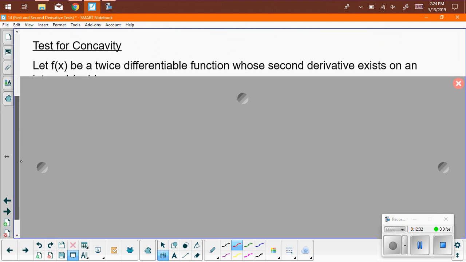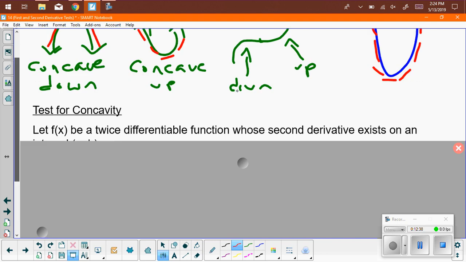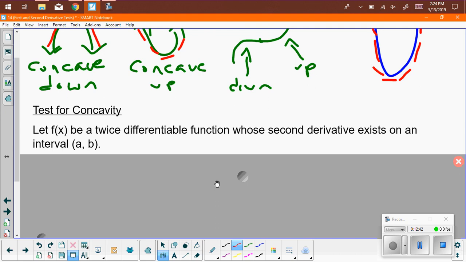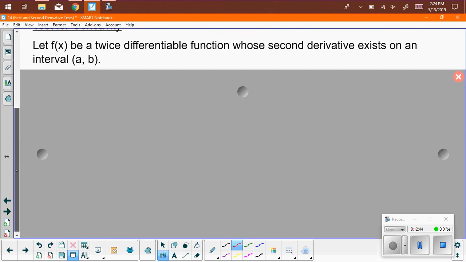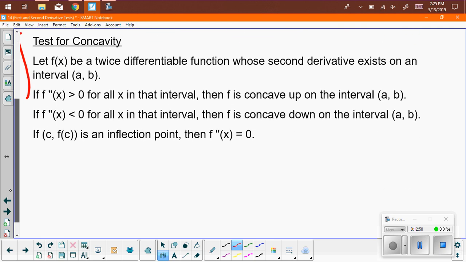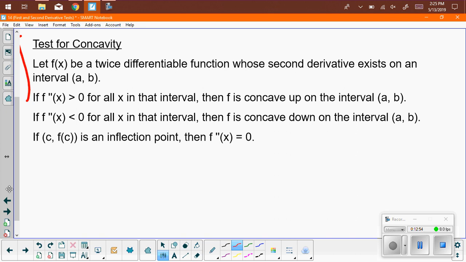So here's how this test works. If you can take two derivatives, it's twice differentiable, and the derivative exists on an interval, that's the setup: I have some function where I can do two derivatives. This is the test. If f double prime of x is greater than 0, so my second derivative is positive, then the function is concave up.